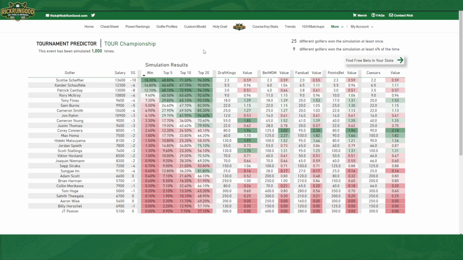Now, once we have the simulation results, we can compare those to the odds. You kind of have to decide whether you care about this or not. For example, the way that this reads is Scottie Scheffler only wins the Tour Championship 18% of the time. He's being priced at DraftKings at 2.3 to 1, BetMGM at 2.3 to 1, FanDuel 2 to 1. That is not a good value bet, right? Because at, let's say, 2 to 1, that's implying he's going to win it 33% of the time. Well, he's not winning it anywhere near that amount. So that's in theory not a good bet.